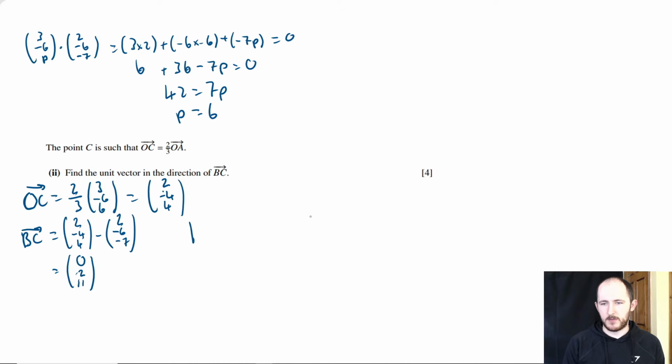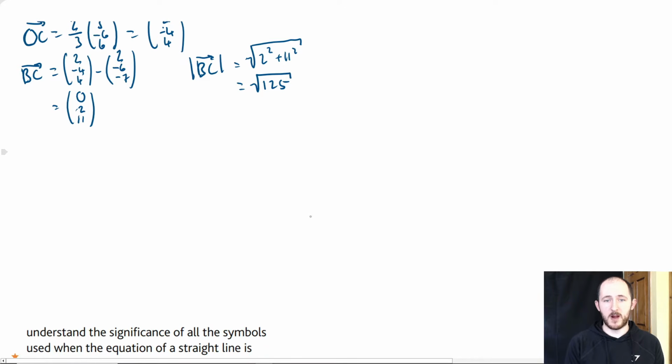So now we're going to work out the modulus of BC. Now we know the total of it. That equals the square root of 0 squared, not going to bother writing it, plus 2 squared plus 11 squared. 11 squared is 121, plus 4 is 125, which you cannot square root, so I'm going to leave it as the square root of 125.